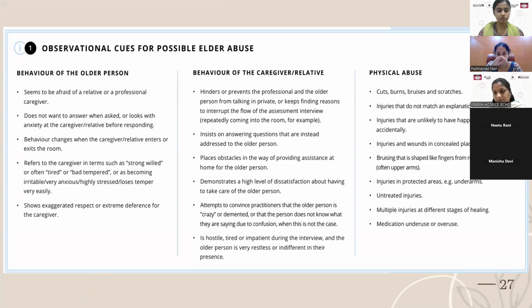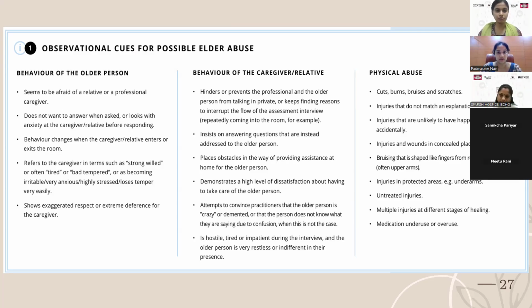Now, why the functional status becomes important is that it becomes a major factor when it comes to possible elder abuse, because as the caregiver burden goes up, the frustration that caregivers have also increases and they may take it out on the dependent elderly. So how to look for that is first to observe the behavior of the older person that approaches you, that is a patient. They may be afraid of a relative or a professional caregiver, or they do not want to answer questions when we ask them, or they look anxious around the caregiver.